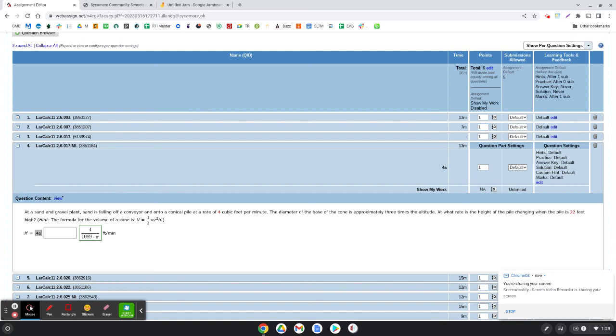All right, we're here doing this sand at a gravel plant problem. Sand's falling off a conveyor belt onto a conical pile. It's coming off, so this is dV/dt right there. And the diameter of the base is 3 times the altitude. Find dh/dt when h is 22.